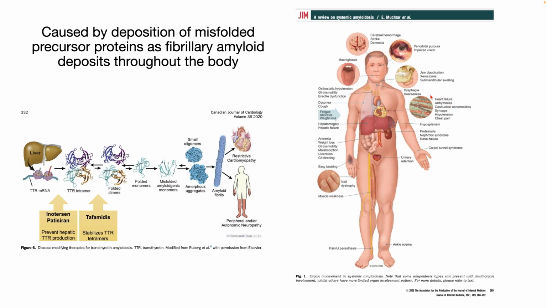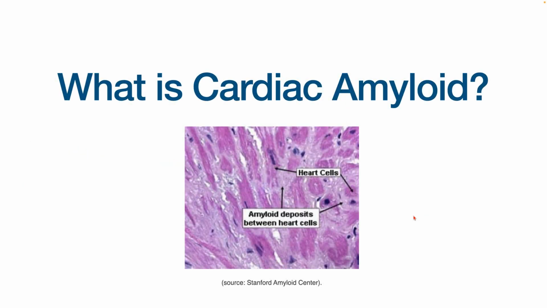The big thing that we talk about is heart failure, usually with preserved ejection fraction in early phase, and also low flow, low gradient aortic stenosis, conduction abnormalities, syncope, hypotension, and chest pain. As far as the kidney is concerned, you can have proteinuria, nephrotic syndrome, renal failure, and from a neurological standpoint, you can have carpal tunnel syndrome, and further down the feet, you can have painful paresthesia, and also with the heart failure piece, you can have ankle edema as well. So again, you can see that it affects a lot of different parts of our body.